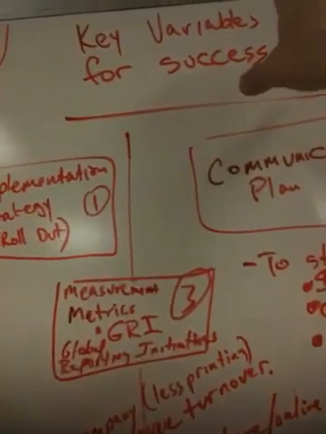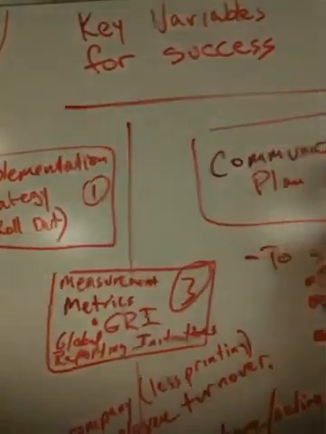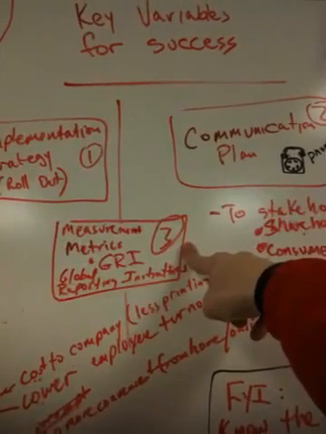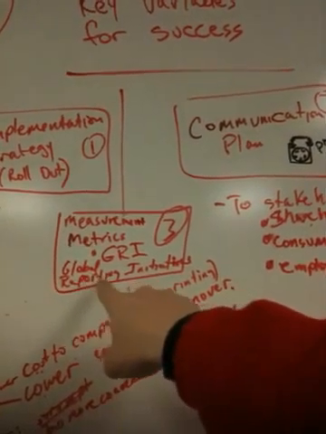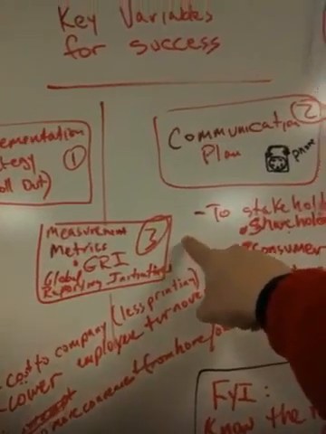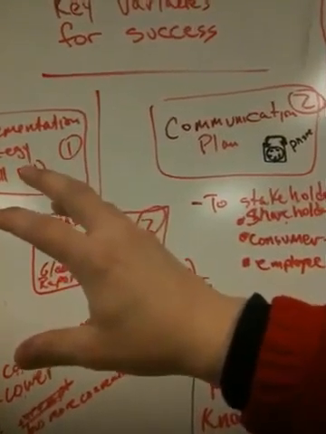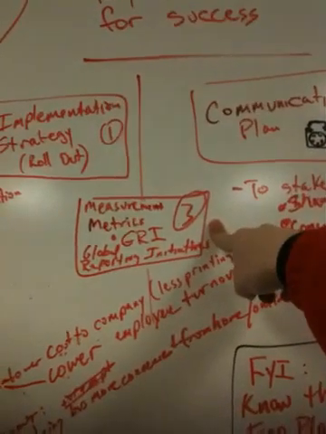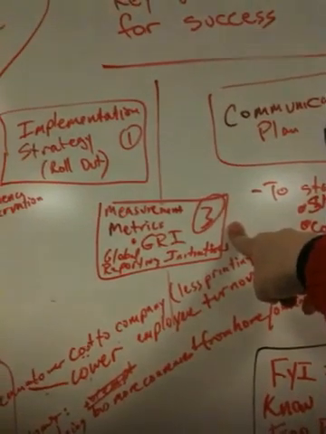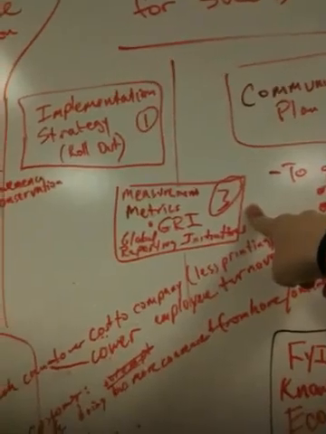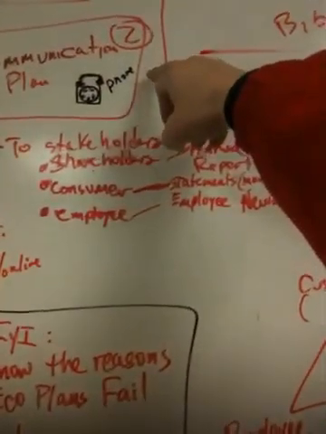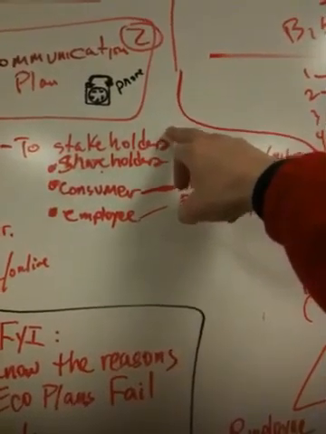The variables for success are implementation, communication plan, and measurement metrics through GRI, which is Global Reporting Initiatives, similar to how the accountants have GAAP to measure their financial success. The environmental programs have GRI to measure their metrics for success. And the communication plan will have to the stakeholders.